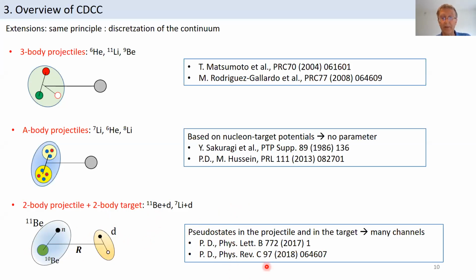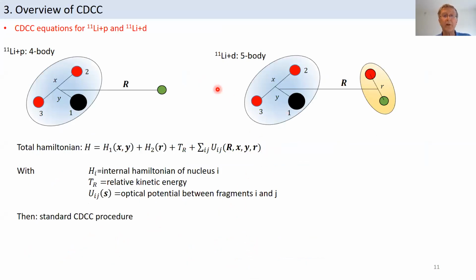This is explained in these two references. The CDCC equations for these two systems are shown here. You start from a Hamiltonian, 4-body or 5-body.